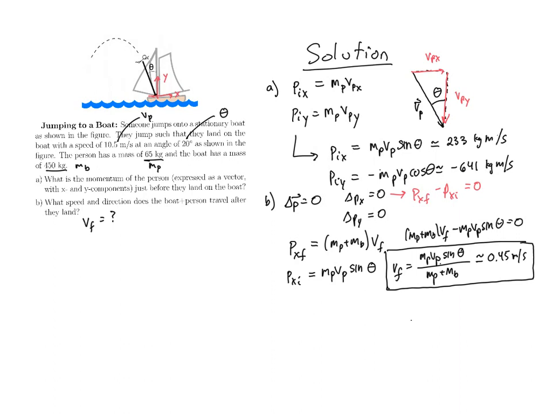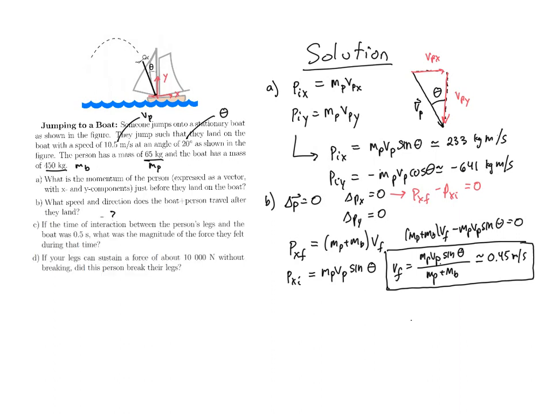Okay, so let's get part C and D in here now. So part C says, if the interaction between the person's legs and the boat took a time of 5 seconds, what was the magnitude of the force they felt during that time? So what we need to remember is the relationship between the momentum imparted on the system and how much force that system felt. And that formula is, the force is delta P over delta T.